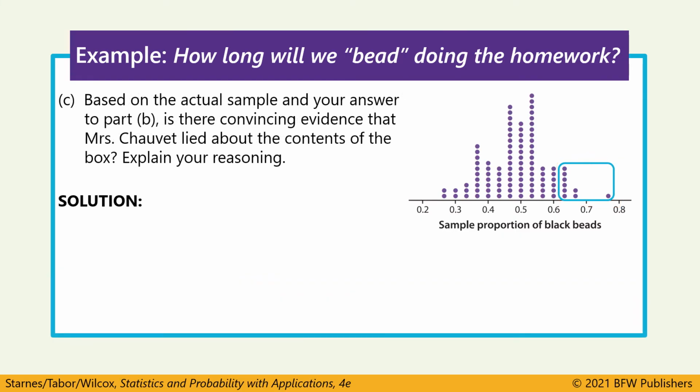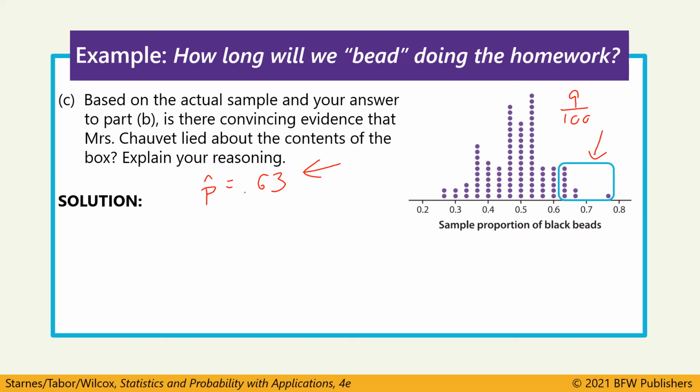And with that information, is there convincing evidence that Mrs. Chauvet lied about the contents of the box and the proportion of all beads that were black? Now, in the actual sample, when they assigned the homework problems, they got 63%. That's not what this graph is. This graph is showing us simulated samples. So we simulated selecting samples from a population where 50% of the beads were black and 50% were white. And we found that 9 of those samples out of 100 had results that were equal or more extreme than the one that they got in the actual sample when homework was assigned.